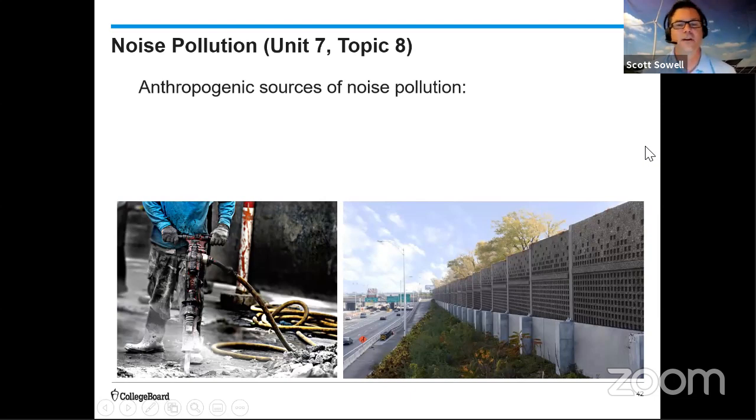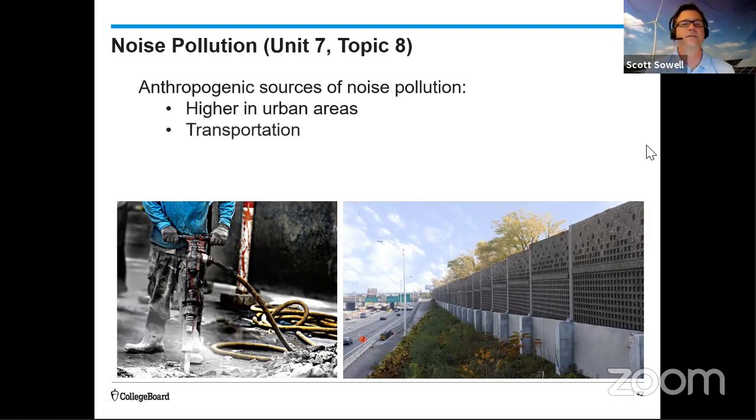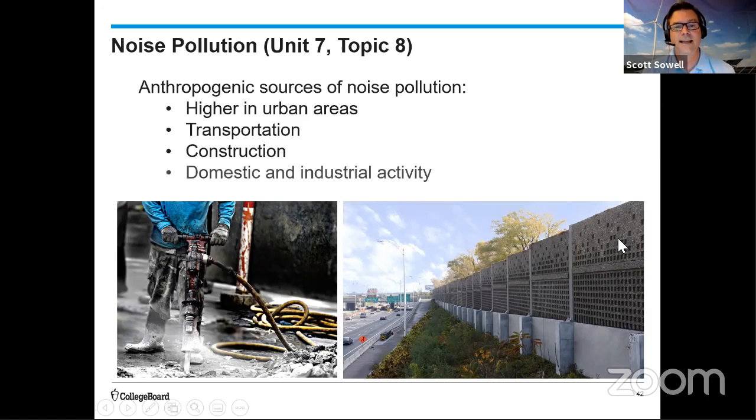I think we all can kind of figure out what the sources are, and the fact that they're probably going to be higher in urban areas. Transportation, so cars, trains, airplanes. This is a good example of a highway here with lots of noise pollution, and this wall has been built as kind of a sound barrier to the neighborhood on the other side of the wall. Construction, we've all seen construction sites that are particularly noisy, and then just a lot of other domestic and industrial activity that goes on that create kind of this ambient background loud noise throughout our lives.